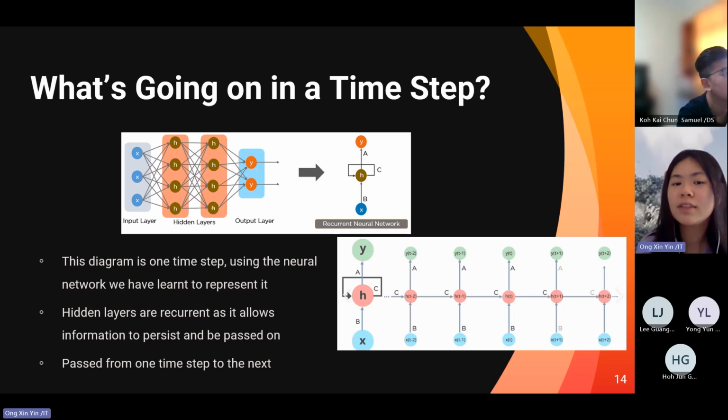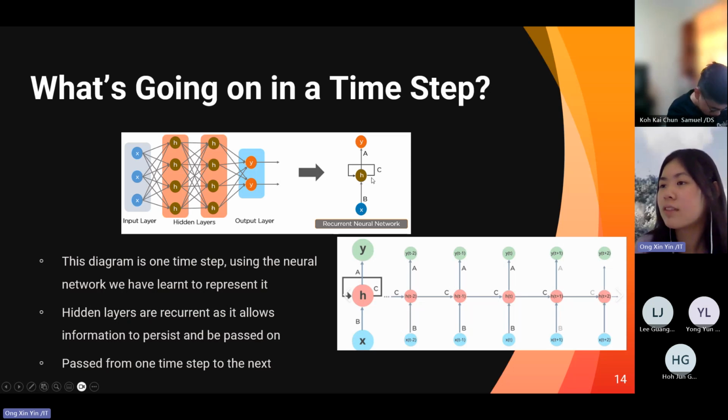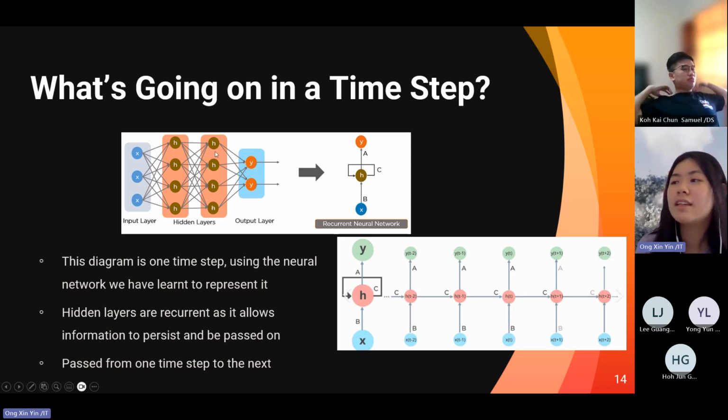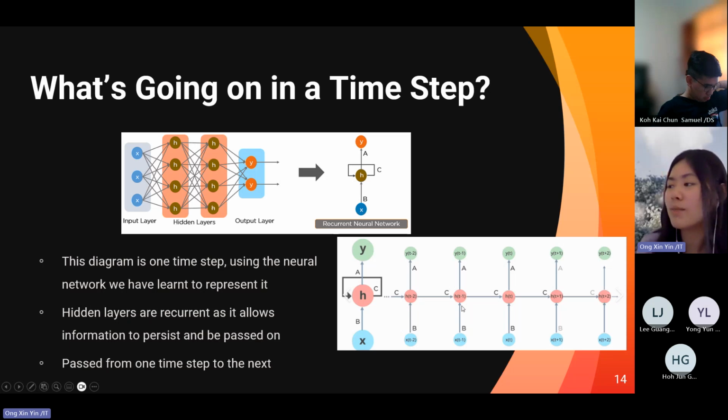In this slide, we'll be zooming into one of the time steps. In the diagrams, we can see that the hidden layers are recurrent, which means they allow information to persist and be passed on. If you see the top diagram, in this small brown circle, there are actually many hidden layers inside. And in this diagram, if you unfold it, you can see that there are many of these small H circles. So there are actually many hidden layers inside, and the hidden layers are passed on to the next time steps.